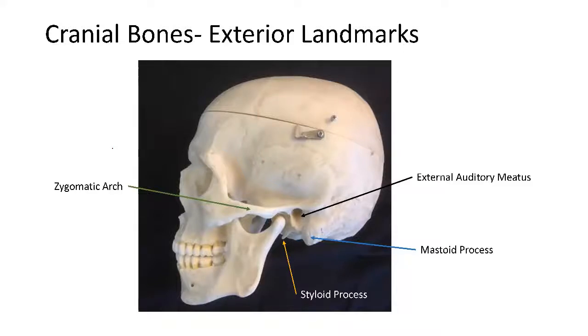Let's look at the exterior landmarks. We have four main exterior landmarks that we have to know. There are others here, but we're going to focus on these four. And they're all connected in some way to the temporal bone.